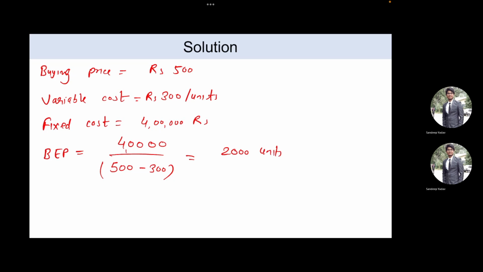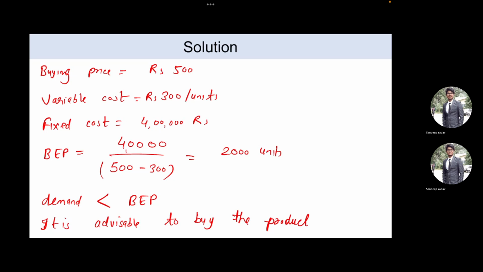So here we see that since the demand is less than the break-even point, the company should buy the product. It is advisable to buy the product rather than making it.